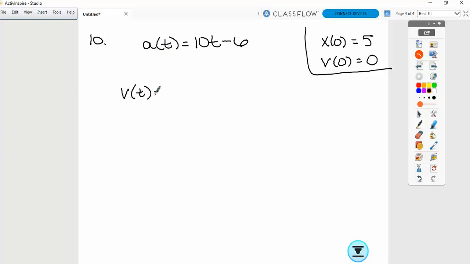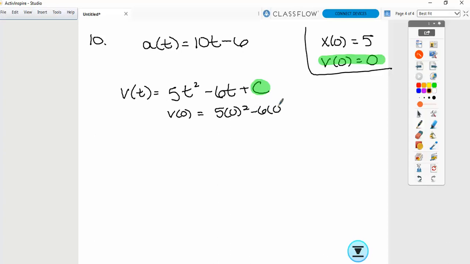So the antiderivative of acceleration would be velocity. So this would be t squared, 10 times a half is 5, minus 6t plus c. We need to go ahead and find c, so that's where we use this information. If my time is 0, so if I plug in a 0 for all my t's, this whole thing equals 0. So we get c equals 0. So the actual velocity function is 5t squared minus 6t.